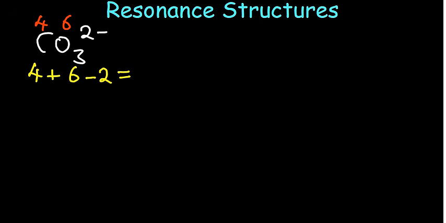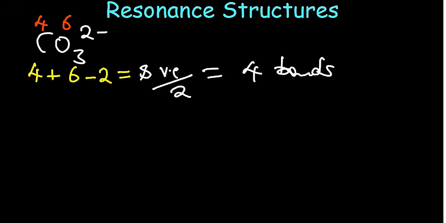So 4 plus 6 gives us 10. 10 minus 2 gives us what? 8. So we need 8 valence electrons. So this will be replaced by the number of what? Bonds. So we can divide by 2. So we expect to have formation of 4 bonds to balance up the valence electrons. So we now know the number of bonds that we expect to form. 4 bonds as well.